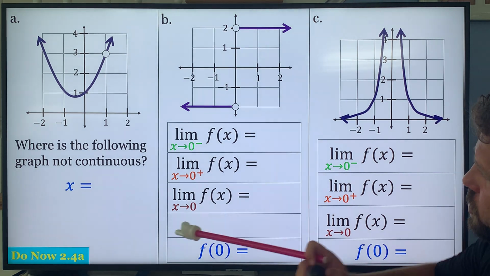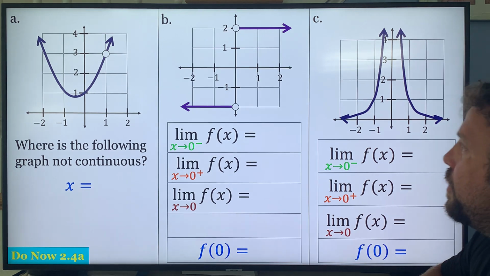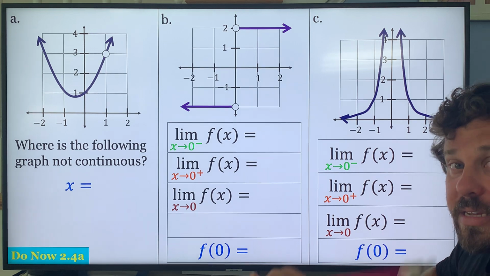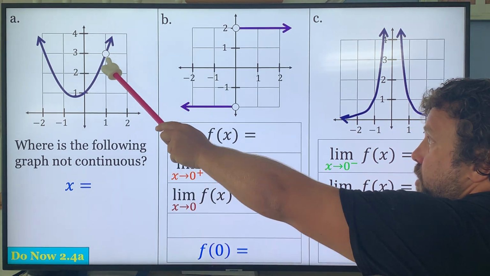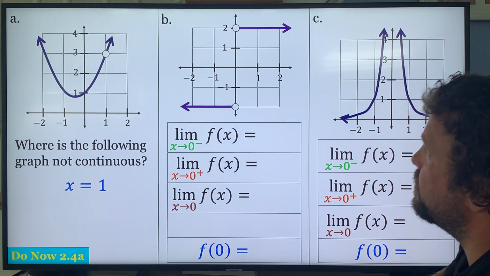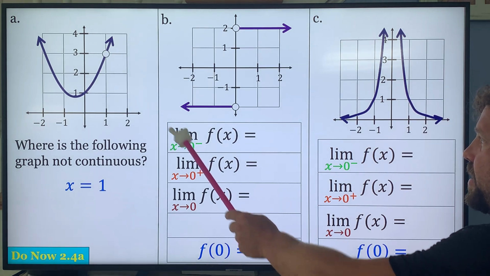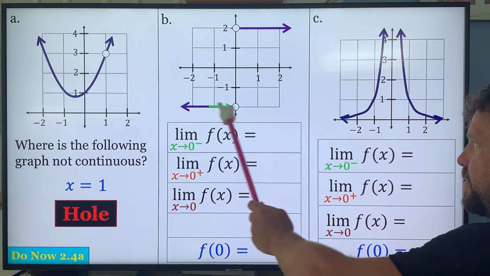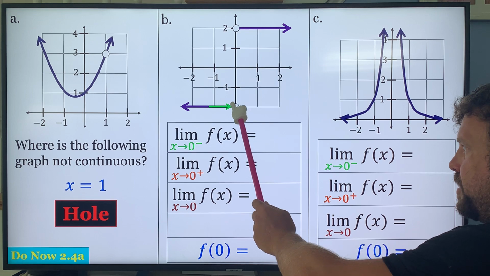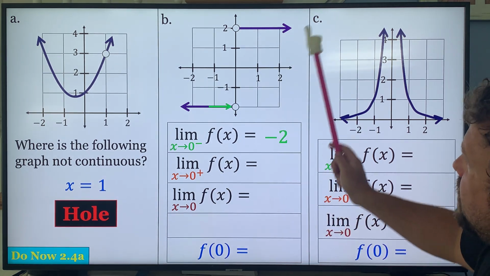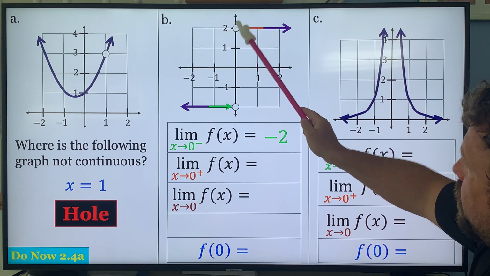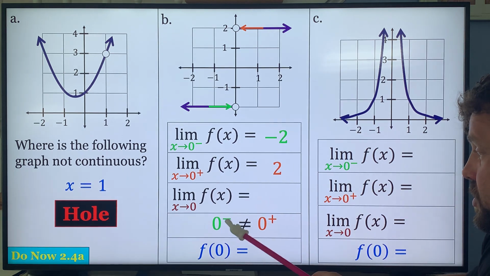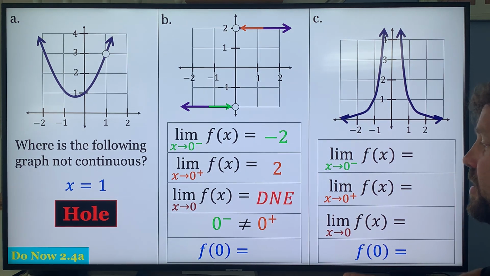All right, so next one, do now. Answer the 3 following questions. 1, where is the following graph not continuous? Where? X equals 1. Number 2, find the limit as x approaches 0 from the negative side. Oh, it's there because it's a hole. I approach 0 from the negative side: negative 1, negative 2. 0 from the positive side: 2. All right. What's the actual limit there? These two things are not equal to each other from the left and the right, therefore, it does not exist.